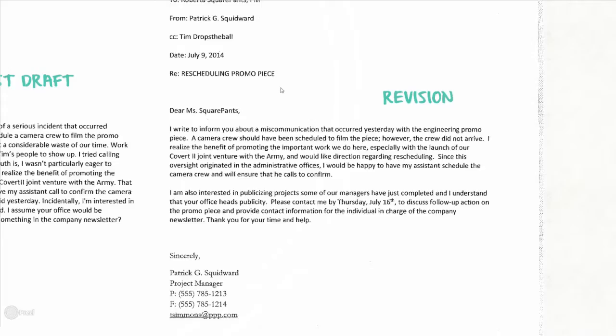So then the revision reads, "I write to inform you about a miscommunication that occurred yesterday with the engineering promo piece. A camera crew should have been scheduled to film the piece, however, the crew did not arrive. I realize the benefit of promoting the important work we do here, especially with the launch of our Covert 2 joint venture with the Army, and would like direction regarding rescheduling. Since this oversight originated in the administrative office, I would be happy to have my assistant schedule the camera crew and will ensure that he calls to confirm."